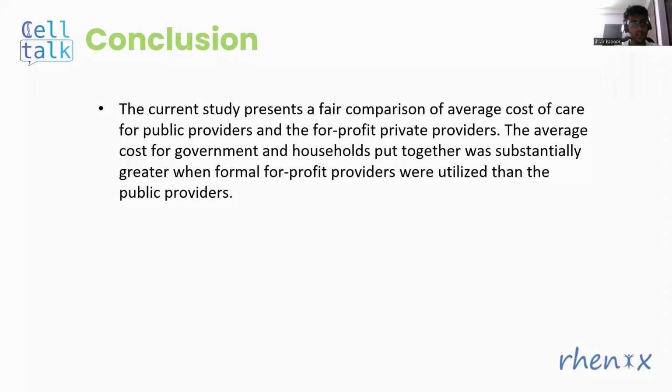Conclusion: the current study presents a fair comparison of average cost of care for public providers and for-profit private providers. The average cost to government and household put together was substantially greater when formal for-profit providers were utilized than the public providers.